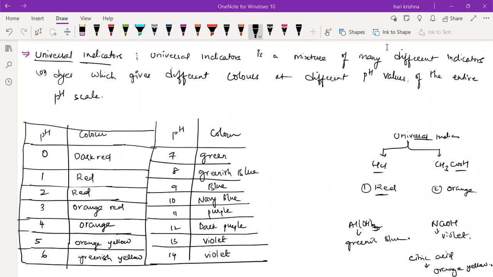I hope the acid base indicators are clear. Still, if anybody has any doubts, you can ask me. No doubts, sir.